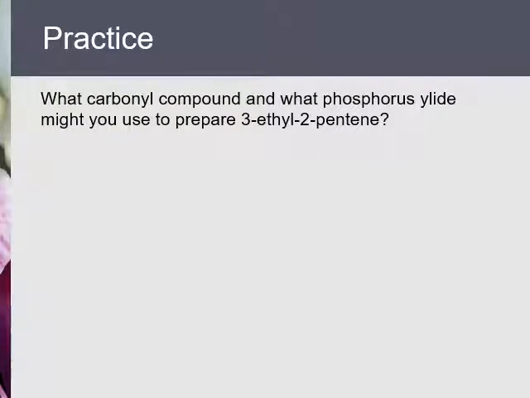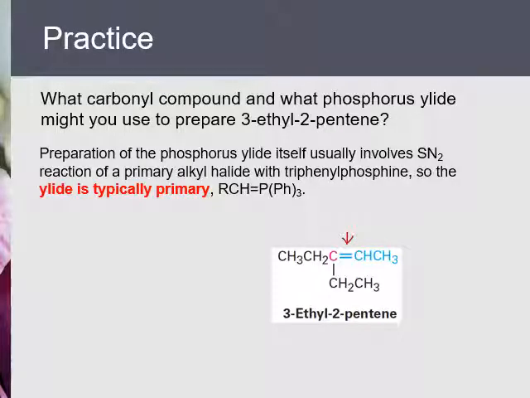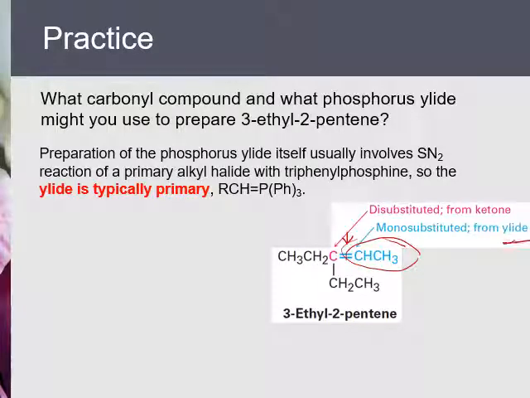Practice. What carbonyl compound and what phosphorus ylide might you use to prepare 3-ethyl-3-pentene? First draw the structure of the product, and as you can see, this double bond can be synthesized by combining a carbonyl compound, C=O double bond, with a triphenylphosphorus ylide. And because triphenylphosphorus ylide is synthesized by an SN2 reaction, the ylide must be primary. So in this structure, the right side, the smaller part, must come from the ylide, and the left side comes from the ketone.